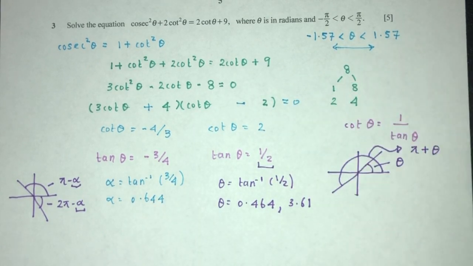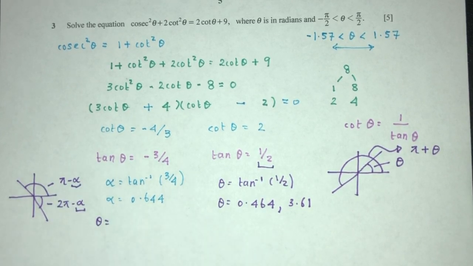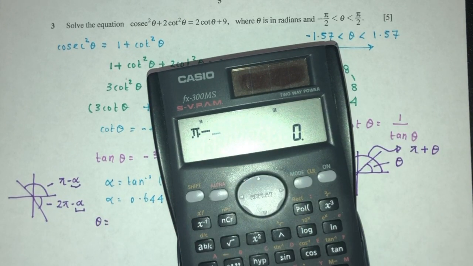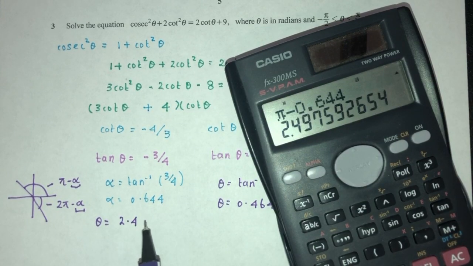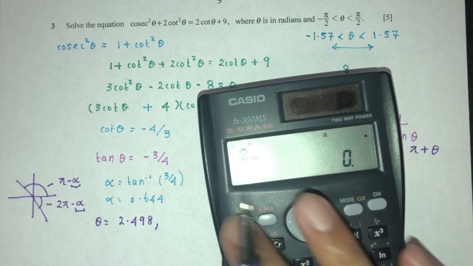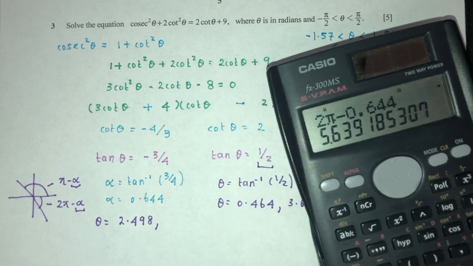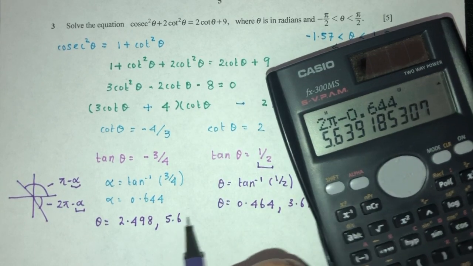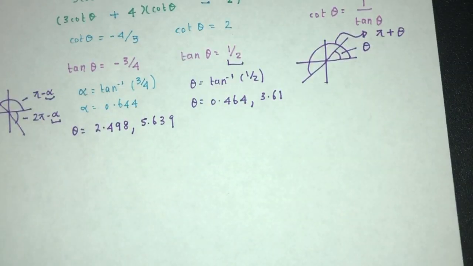0.644. So finally, according to my quadrants, theta has to be, first one will be pi minus 0.644, that should be 2.498, or it can be 2 pi minus 0.644, that would be 5.639. Okay, so let me write down all the values of theta we have right now.